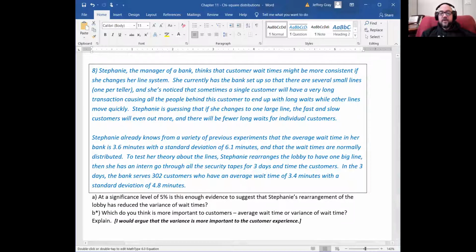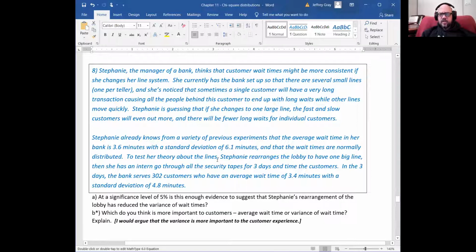So she already knows from a variety of previous experiments, because she likes to do statistical experiments in her bank, that the average wait time in her bank is 3.6 minutes with a standard deviation of 6.1 minutes. And notice that's a pretty big standard deviation there. And that the wait times are normally distributed.